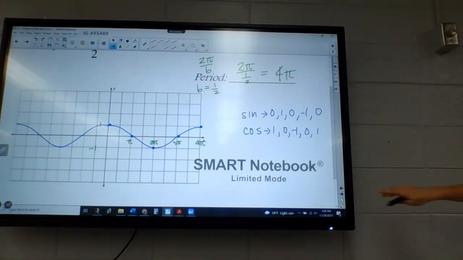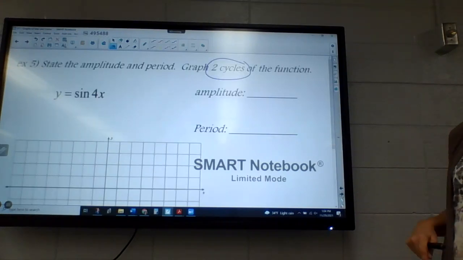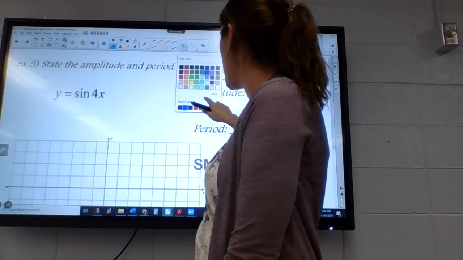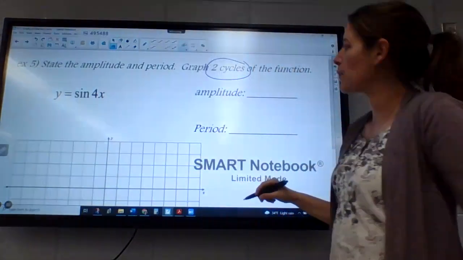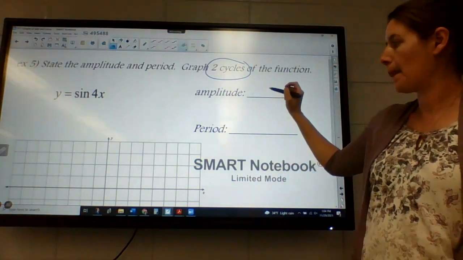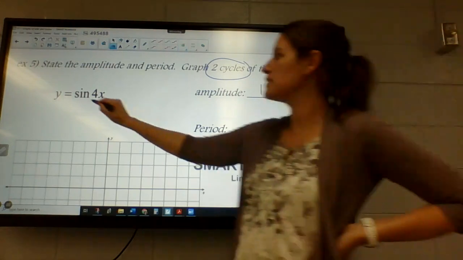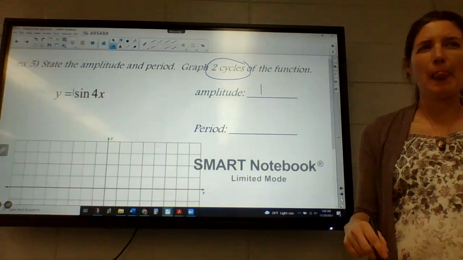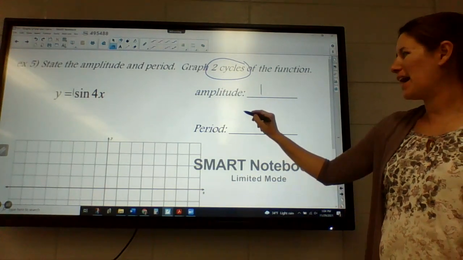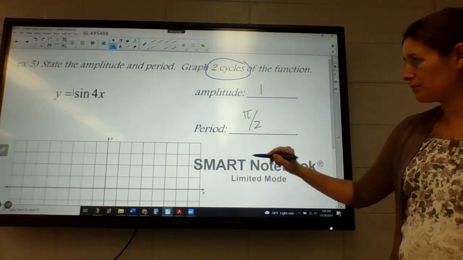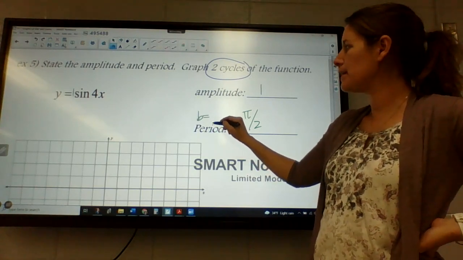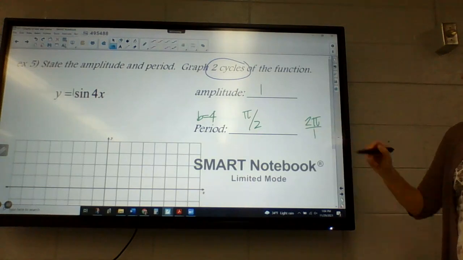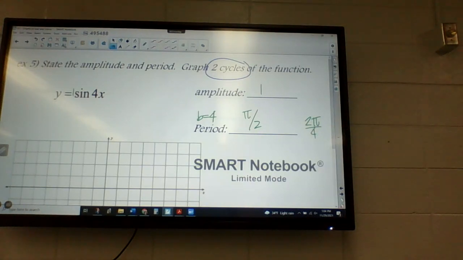That was the one we did before. Okay, so no, this one should be different. All right, so this one, the amplitude is what? 1, because there is nothing in front of our sine. The period is going to be what? Pi over 2. The reason for that is our b value is 4. So you have to do 2 pi over 4, which is going to be pi over 2.